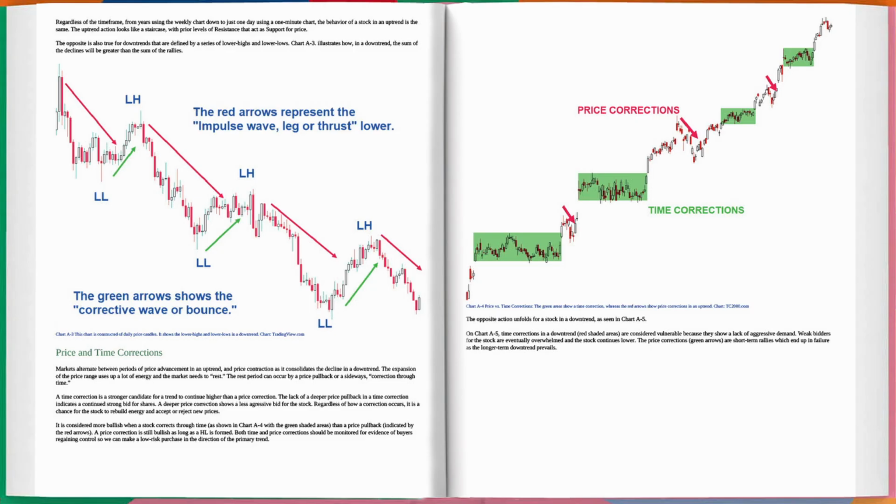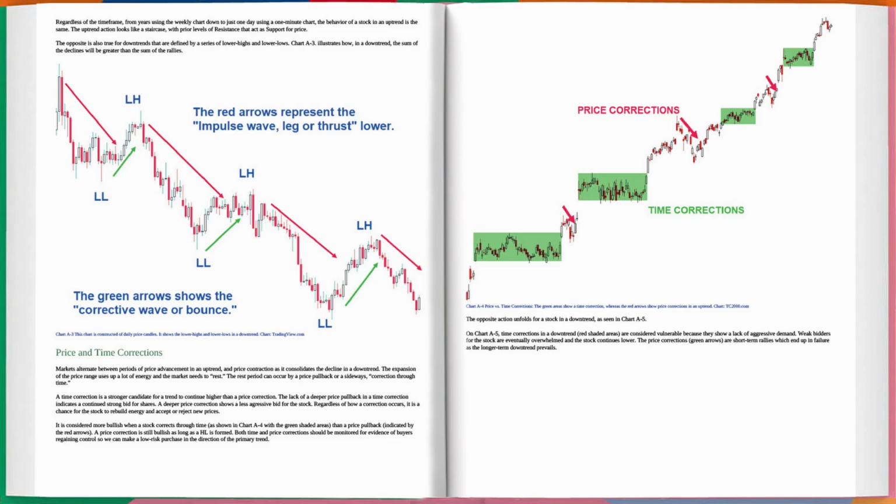Regardless of how a correction occurs, it is a chance for the stock to rebuild energy and accept or reject new prices. It is considered more bullish when a stock corrects through time, as shown in chart A4 with the green shaded areas, than a price pullback, indicated by the red arrows. A price correction is still bullish as long as a HL is formed. Both time and price corrections should be monitored for evidence of buyers regaining control, so we can make a low-risk purchase in the direction of the primary trend.